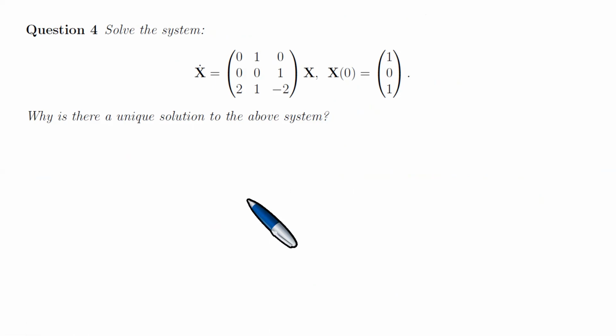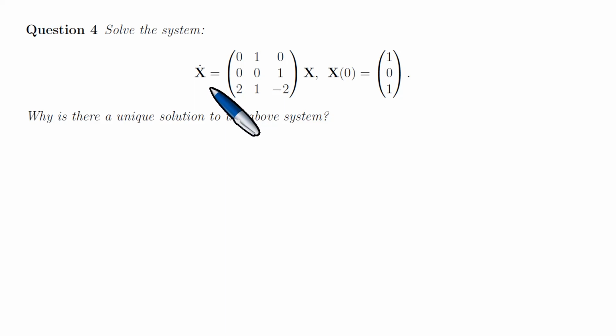The next thing we shall discuss is this particular type of method where we need to be in a position to solve these particular type of problems. Right, so for instance, now solve the system. Why is there a unique solution to the above system? Right, first and foremost, this one is actually an ordinary differential equation, which is a matrix equation. So we're going to deal with this one.